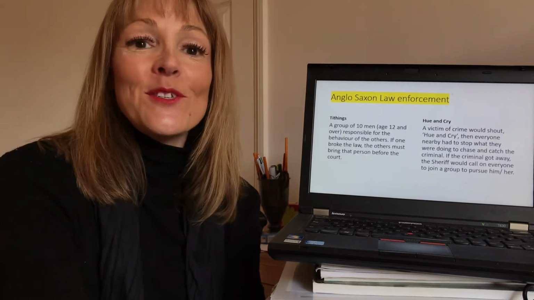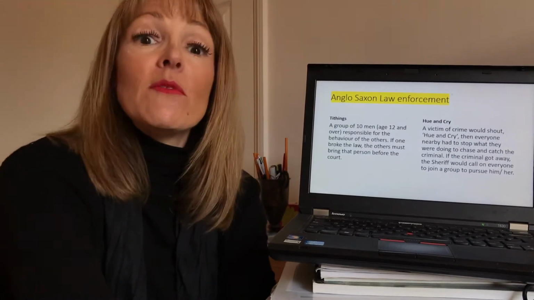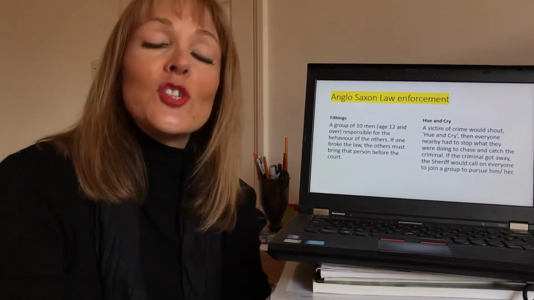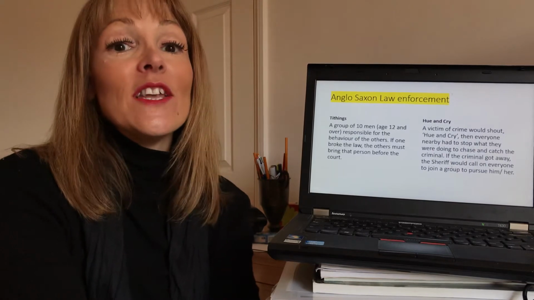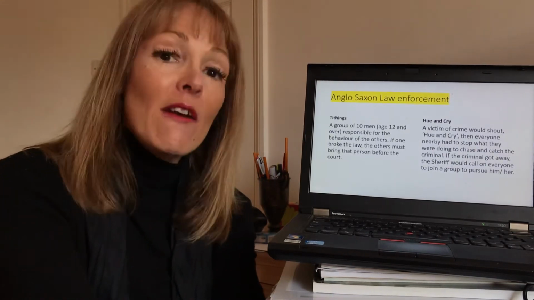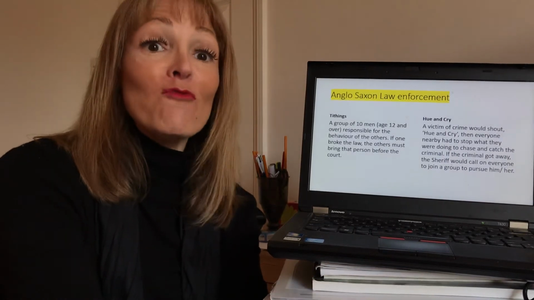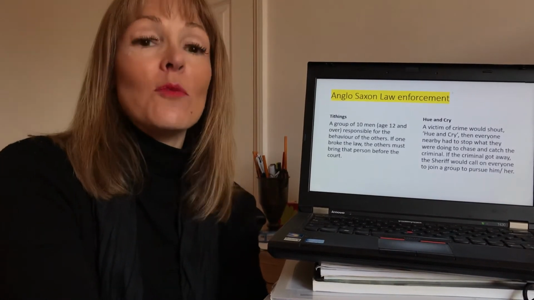The other one, which is one of my favourites, is called the hue and cry. That's where if somebody was a victim of a crime, they shout out the words hue and cry, and everybody around them has to stop what they're doing, drop everything, and literally run after that criminal and catch them. If they failed, then it was the responsibility of the shire reeve or the sheriff. You'll remember from our Anglo-Saxons study earlier, he could get everybody in the village to stop and run after that criminal to catch them. Hopefully you've got a good understanding of that from last week.